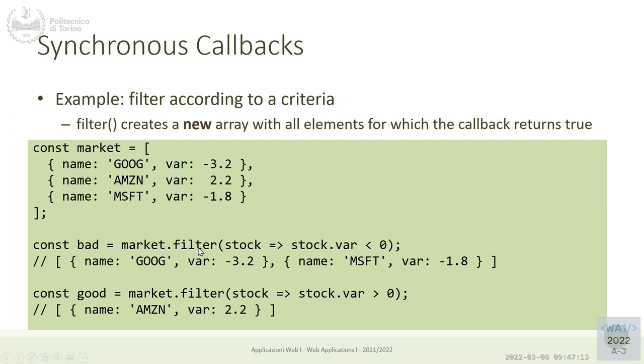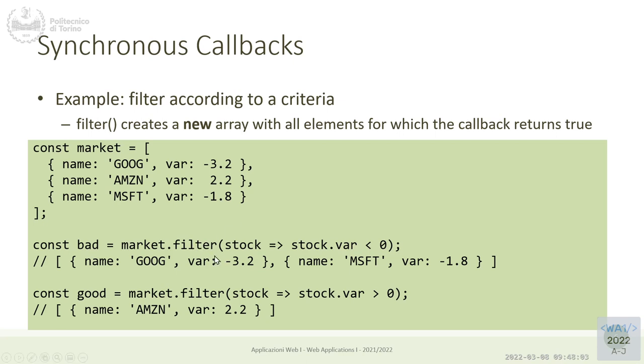So basically what the filter method does is to analyze one by one all these elements. On each of them, it will call this callback function with one parameter that is the reference to the single object. So this arrow function will be called first with the stock equal to the first object. And then I'm checking whether stock.var, the second attribute, is negative. In this case, this will be a true value. And so this arrow function will return true, and the filter will include in the result the first element. All the elements, not just the number.